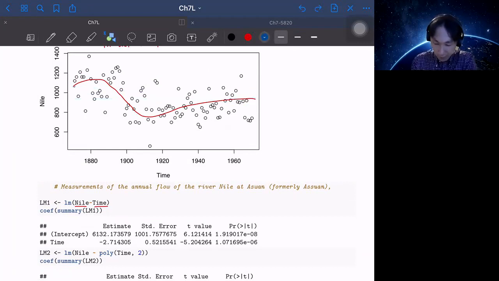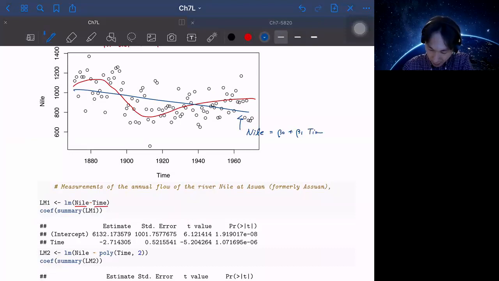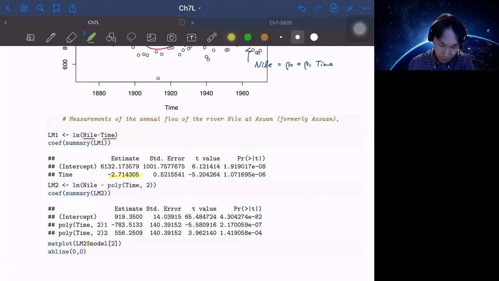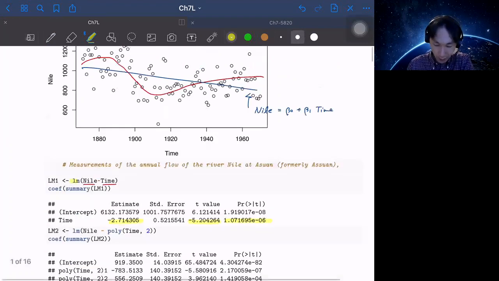This is probably the fitted line. So this is Nile equals beta naught plus beta 1 times time, a linear trend. Then we can get the coefficients as usual with the lm function, and the t-value is negative 5.2 and the p-value is very small, so it's a significant negative trend.